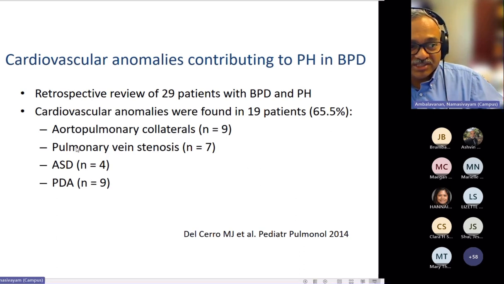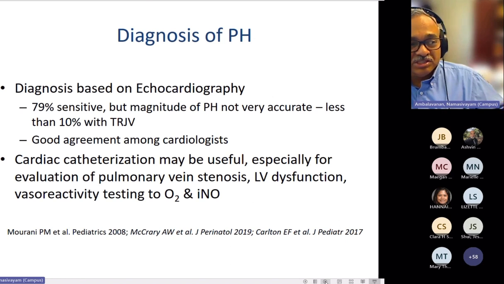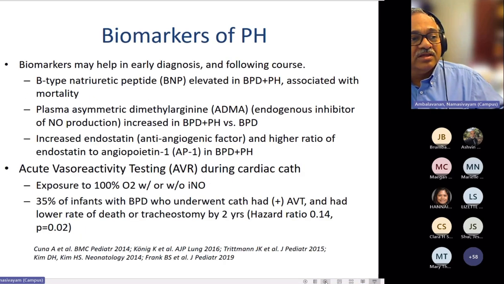And if you do CT angio or if you do cardiac cath, you'll find a large number of these infants have other anomalies: aortopulmonary collaterals, pulmonary vein stenosis, large ASDs, which are really hard to make out on just echocardiogram, or a PDA which is more significant than you would think by echocardiogram. So it is suggested that if you start them on treatment and they're not responding well, we need to do a cardiac cath or a CT angio to identify these anomalies better, because these are things which you can fix. So diagnosis is usually based on echocardiography, but you often need a cardiac cath.